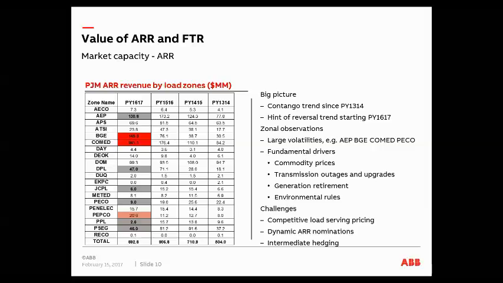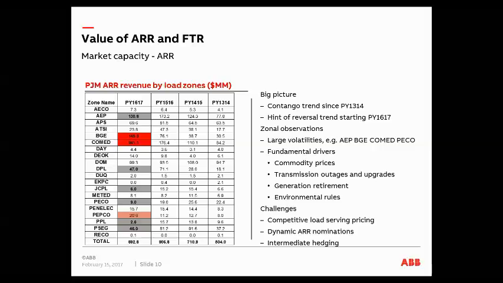On the zonal level, there is a lot of volatility. For example, AEP, BGE. Take BGE as an example. Starting from planning year 13-14, the ARR revenue for the BGE zone doubled into planning year 15-16, and then doubled again in planning year 16-17. And if you look at the PPL zone, the revenue went up from 9.6 million in planning year 13-14 to 15.7 million in planning year 15-16, and then dropped to 2.6 million in planning year 16-17. So that's a huge amount of change year over year.